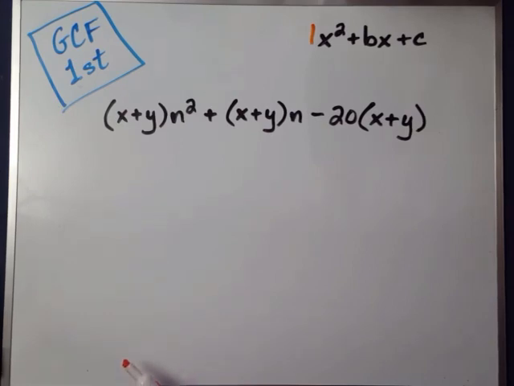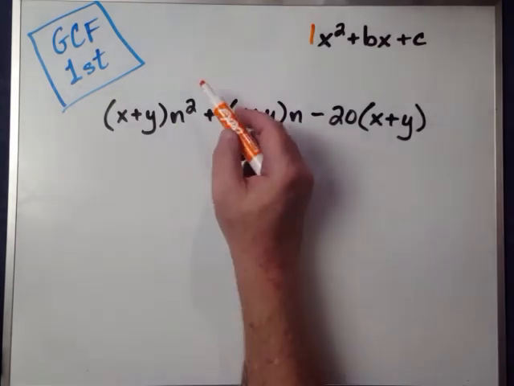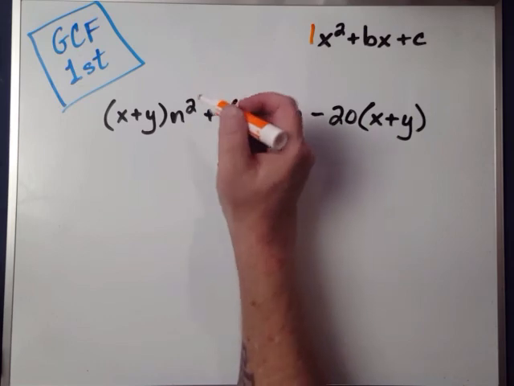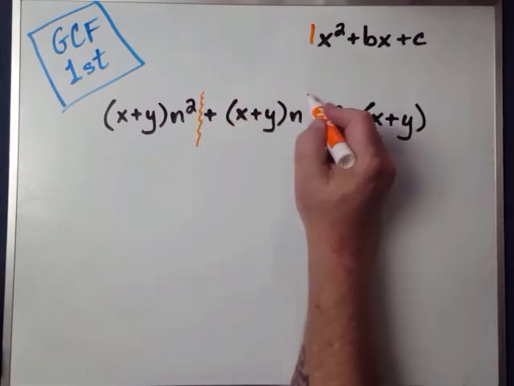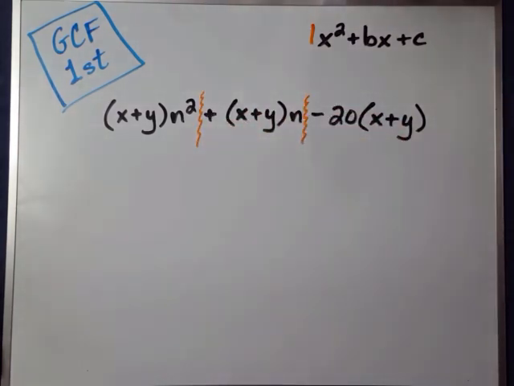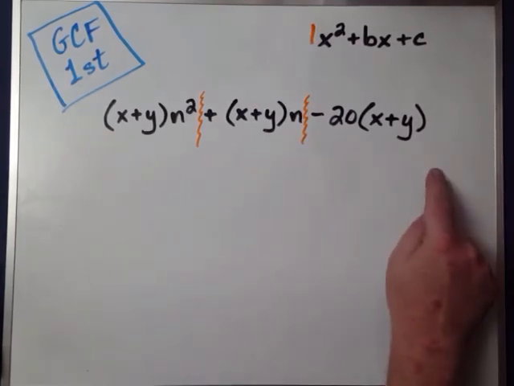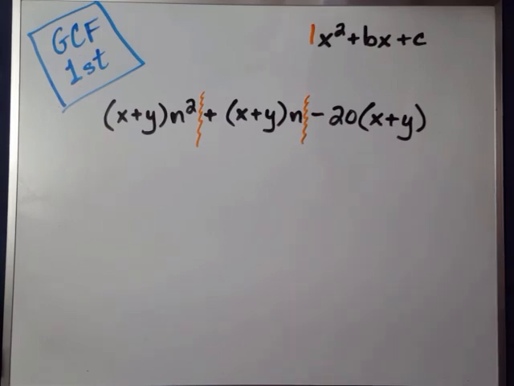Terms are separated by pluses and minuses unless those plus or minuses fall under parentheses. We see 3 terms separated here and here. Signs belong to their terms. Among these 3 terms, is there any greatest common factor? Is there any factor that all of these have in common?